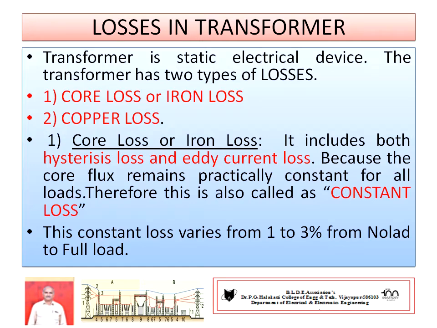Number one, iron loss or core loss. This type of loss includes both hysteresis loss and eddy current loss, because iron loss mainly depends upon the core flux inside the magnetic core. For all loads, from no load to full load, this core flux remains constant. Hence, this loss is referred to as constant loss. The variation of this loss is 1 to 3% from no load to full load.